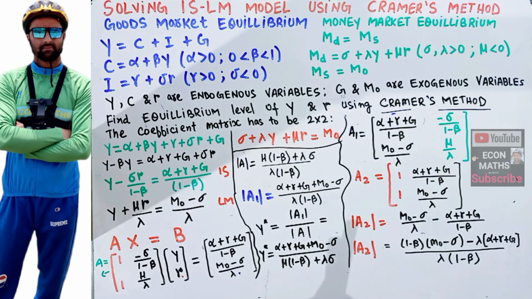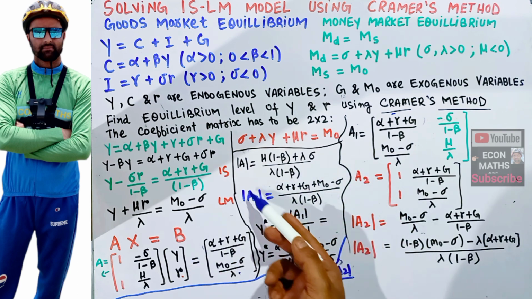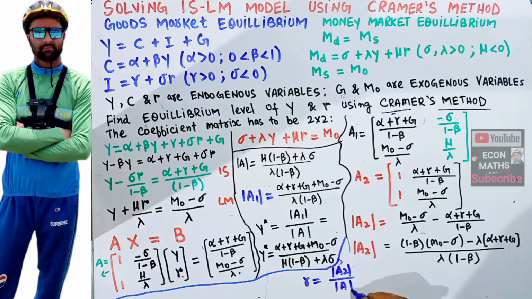Now to find the equilibrium level of interest rate, let me write it here. Let me see if I have some space left. So our R will be equal to the determinant of this matrix, that came out to be A2, divided by the determinant of the coefficient matrix. For the coefficient matrix, we got the determinant as A. The determinant of A2 is this stuff. So it will be equal to this term. This term I have to write it here. Let me see if I can write it here.